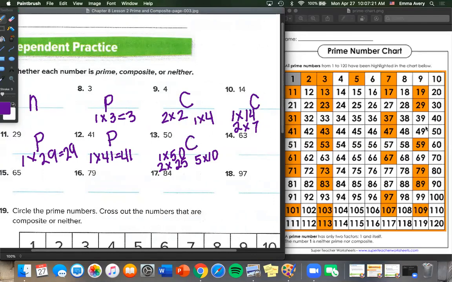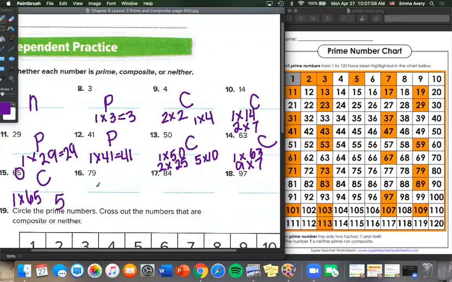We can check over here. Yep, it's not highlighted. What about 63? 1 times 63 or 9 times 7. So this one must be composite, and it is. Let's look at 65. Well, we can have 1 times 65, or we know it ends in a 5, so it must be divisible by 5. So let's check over here. Yep, 65 is a composite number.